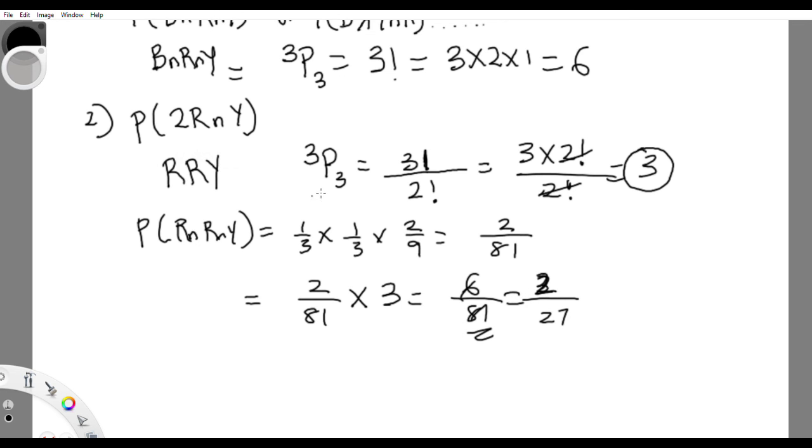So that's what permutation and combination, as well as rearrangement, are all about. In the next video, I'm going to try to solve one of the questions in your lecture notes. Thank you very much.